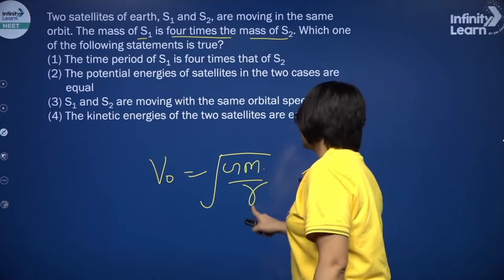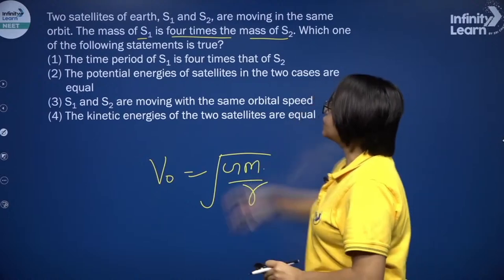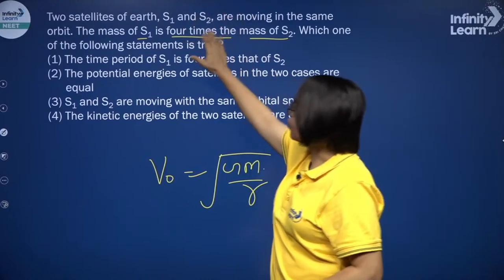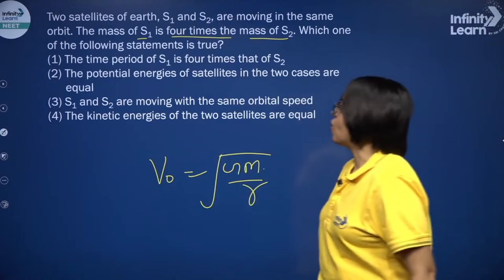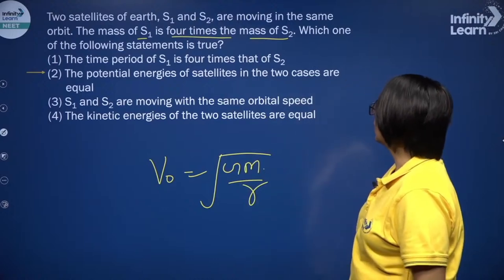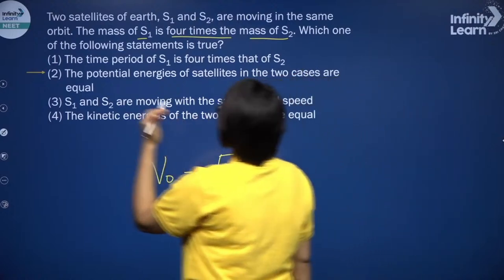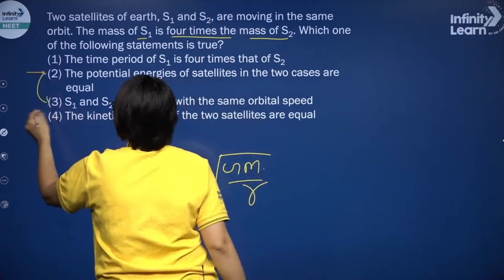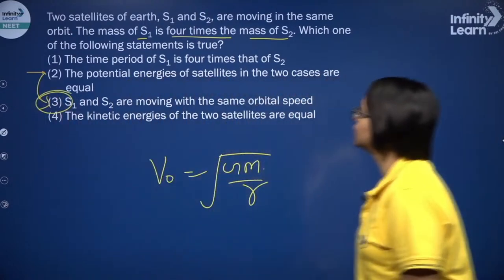It depends on the mass of the planet and orbital radius. Both of the satellites have the same orbital radius. That is why their orbital speed will be the same. Okay, so same orbital speed. Correct answer is option 3.